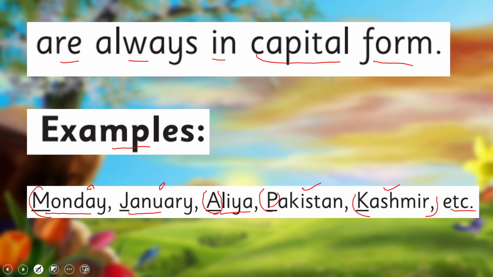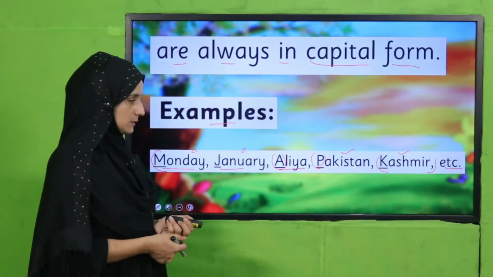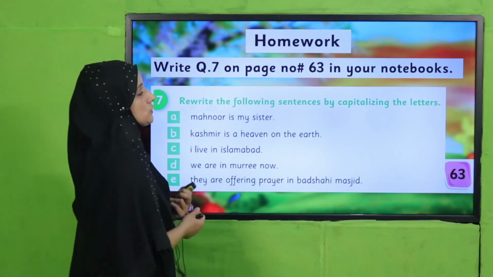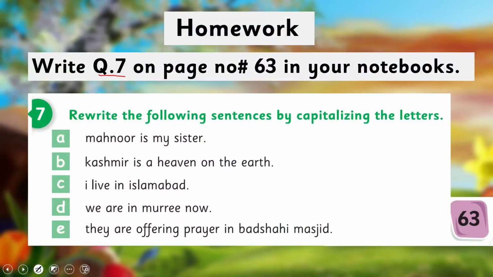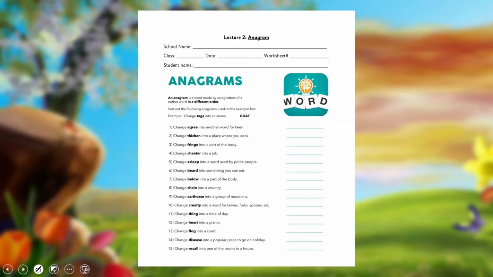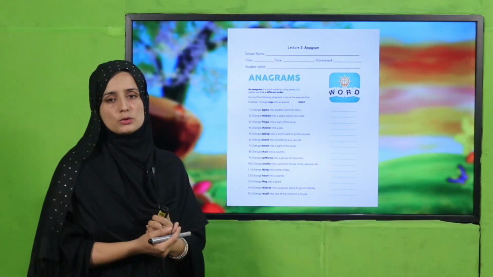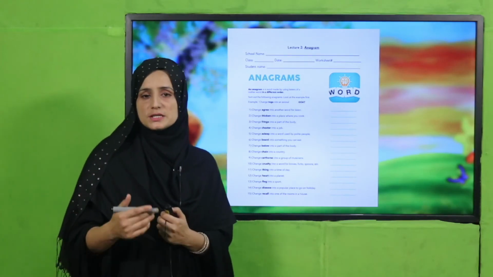When we are giving a name to any place or any person, we have to capitalize the first letter. Open your book, and this is your homework, my dear students. You will write question number 7 on page number 63 in your notebook. Rewrite the following sentences by capitalizing the letters. You will rewrite these sentences in your notebook as your homework. Yes, this is the worksheet and it is given in the description box. You may click it, download it and provide it to your students in printed form.